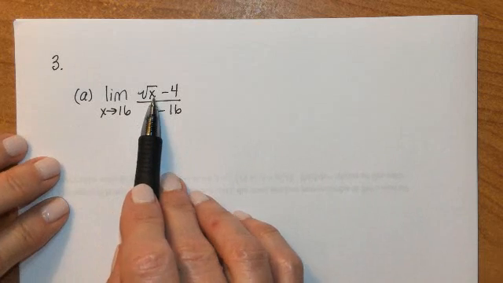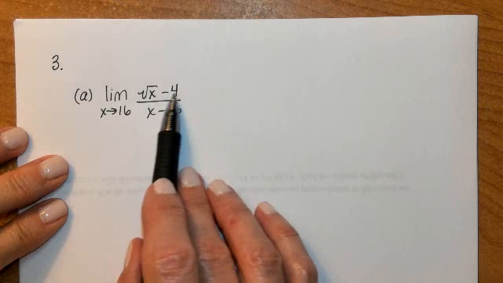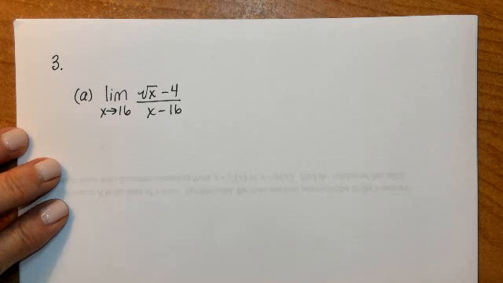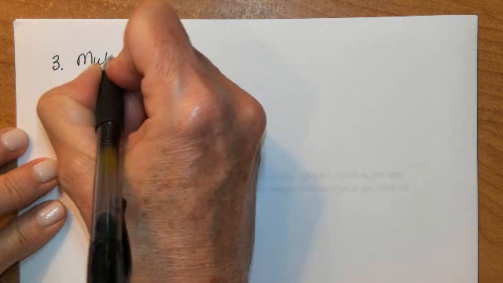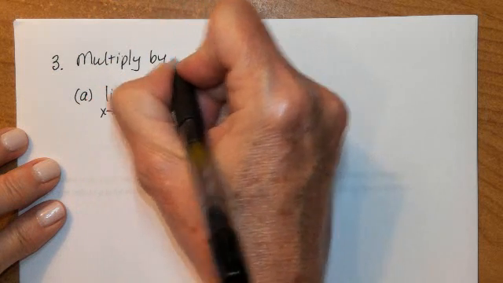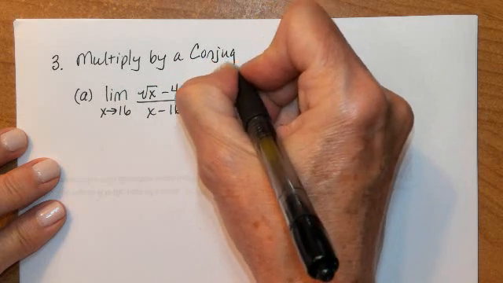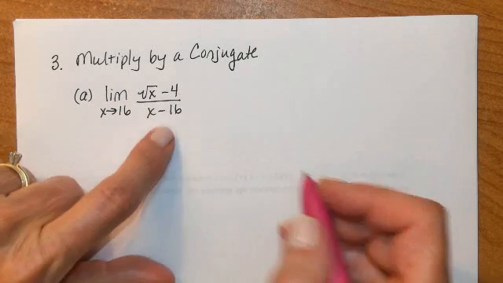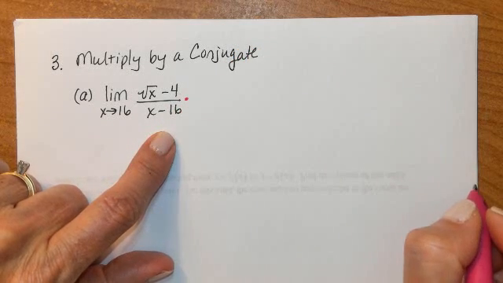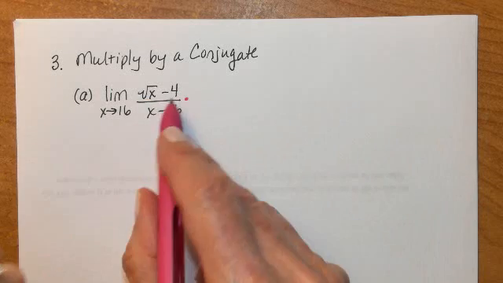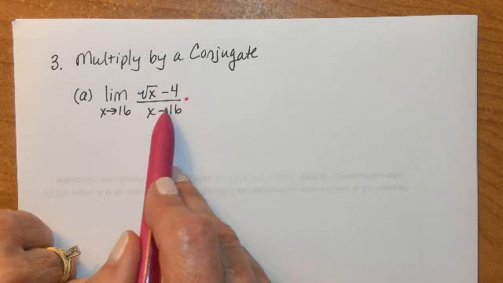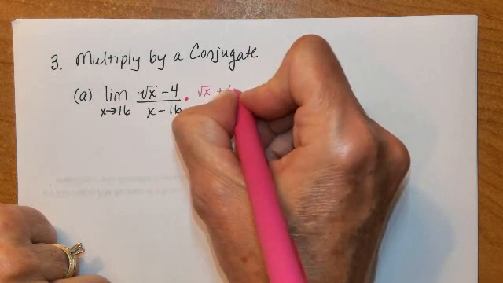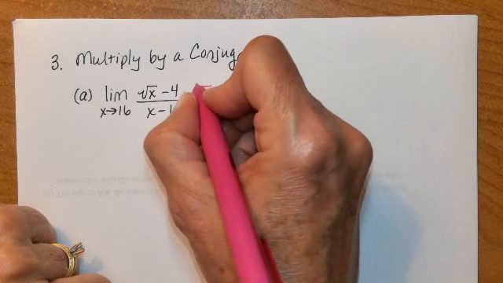And when I see a little square root or more than one square root up here, I think, oh, let's try to multiply top and bottom by a conjugate. So this technique is multiply by a conjugate. Okay. All right. So I'm going to multiply top and bottom by the same thing here. I go to where my square root is, so square root of x minus 4. The conjugate of square root of x minus 4 is square root of x plus 4. Okay, so I'd like to multiply by that.